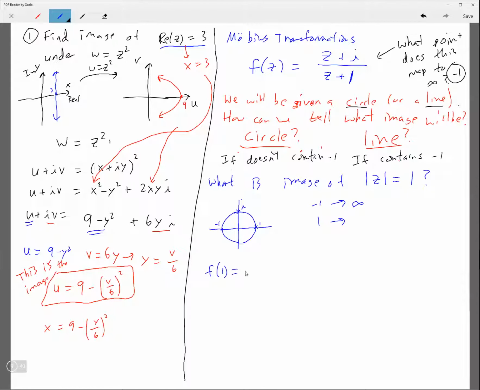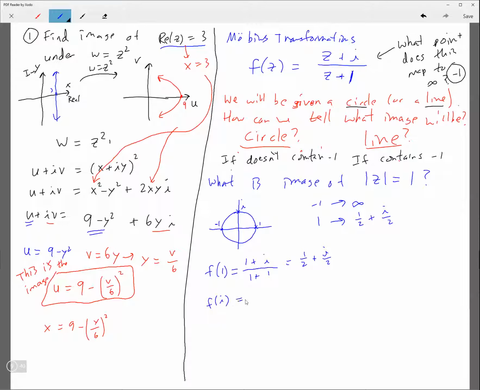Okay, so f of one. If you put the one in here for z, the numerator is 1 plus i, and then the denominator is 1 plus 1. So we're going to get 1/2 plus i over 2. So that goes to 1/2 plus i over 2.